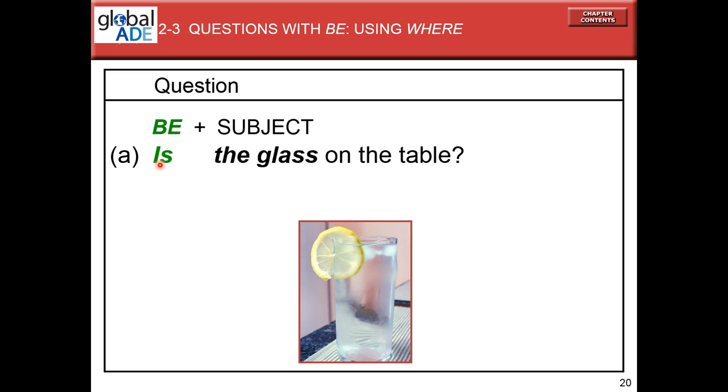Is the glass on the table? Is the glass on the table?